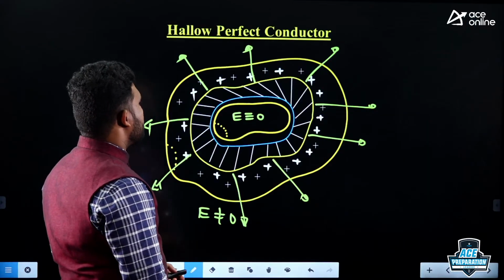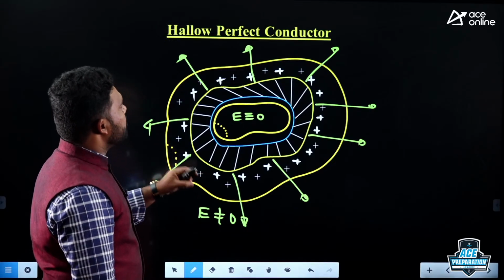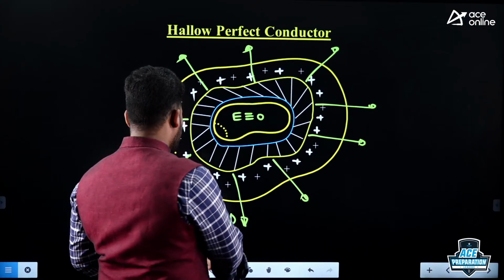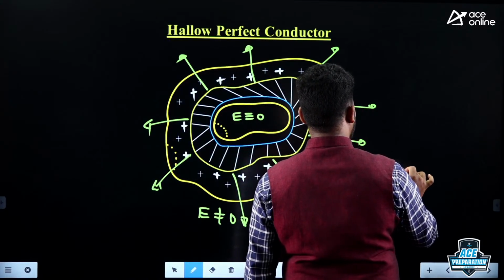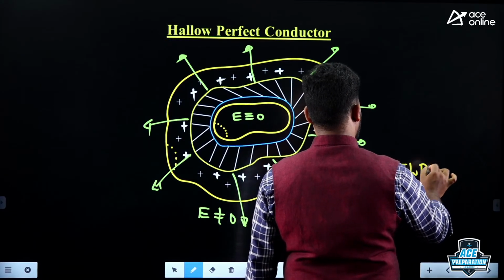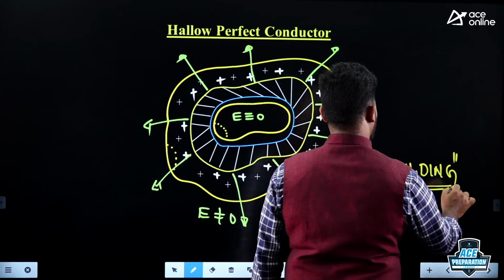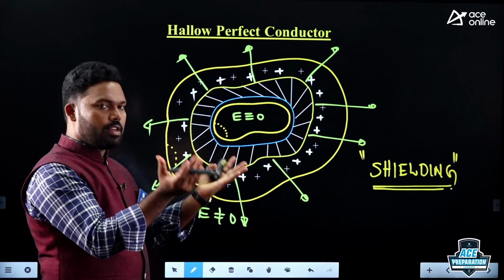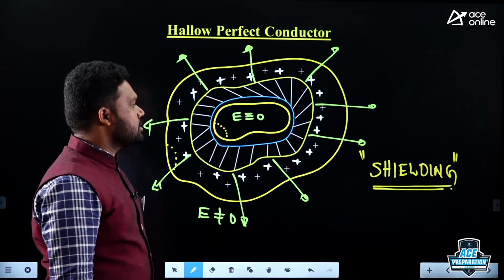Fine, let me turn the page here. So the net electric field is 0 even inside the hollow conductor. Perfect conductor, hollow conductor. Fine. Generally, this is technically called shielding. If you want to protect something from the electric field, what you have to do is cover that with a perfect conductor. So there won't be any electric field inside that. This is called shielding.